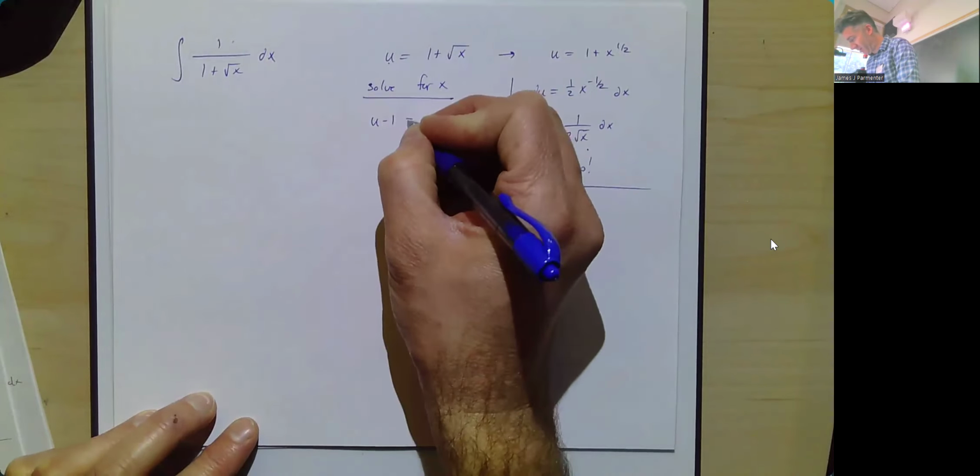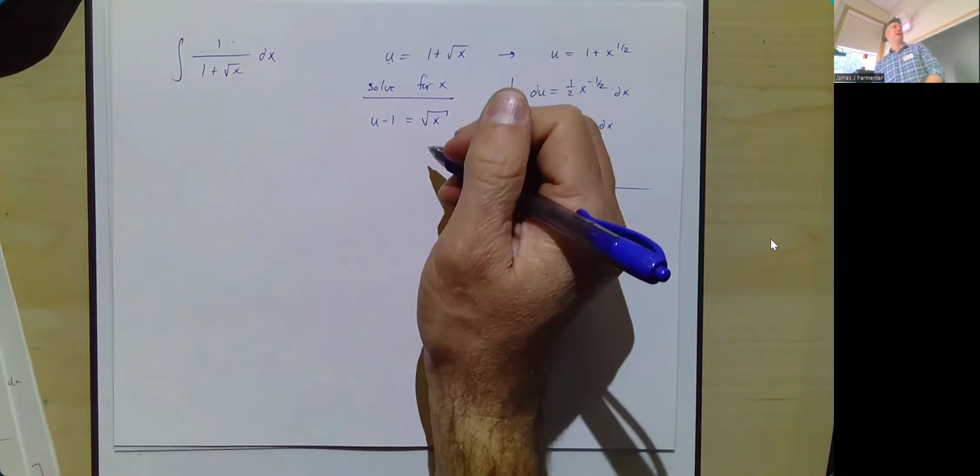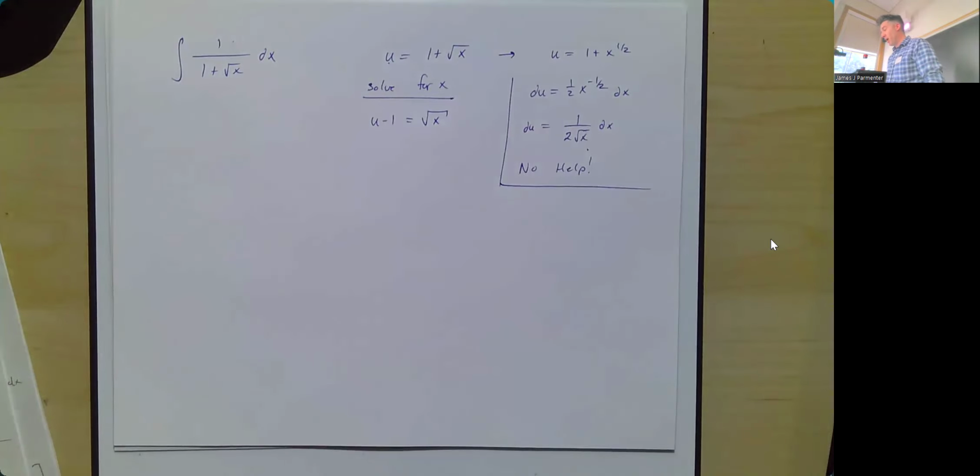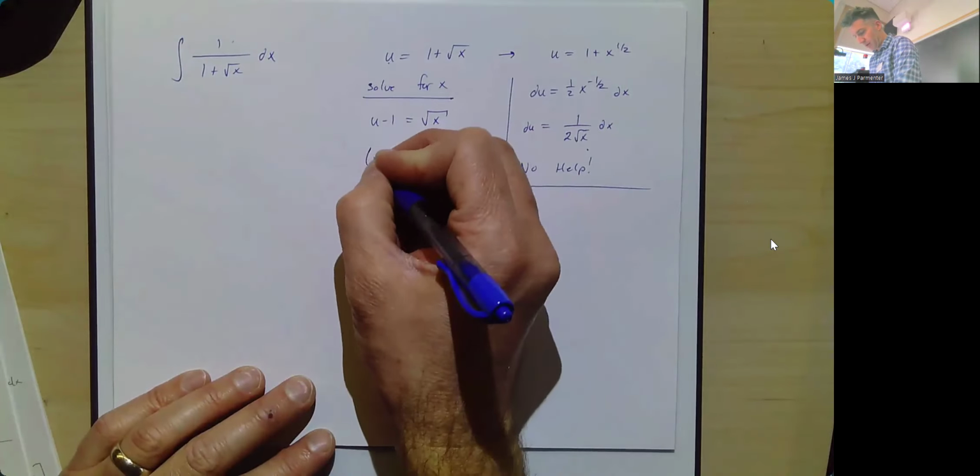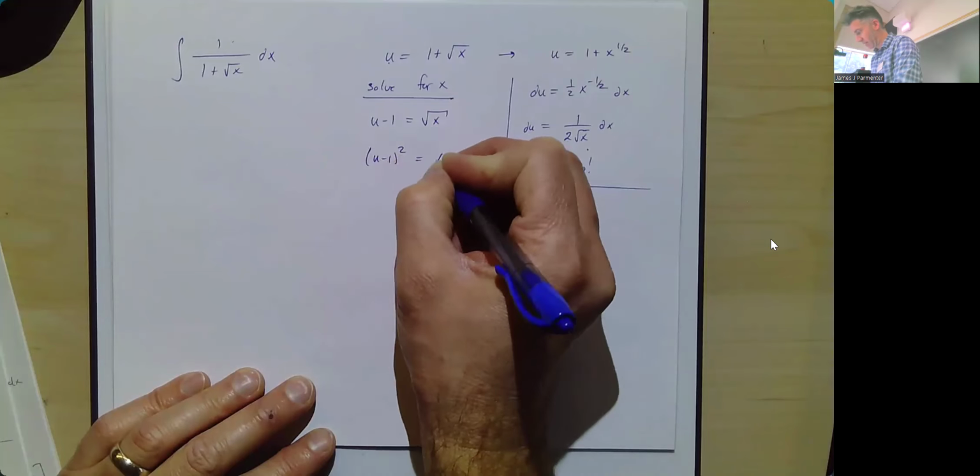Thank you. Yes. Subtract 1 first. Not that you couldn't square both sides before that, but it wouldn't be nice. And now we're going to square both sides, and we're going to say that u minus 1 squared is equal to x.